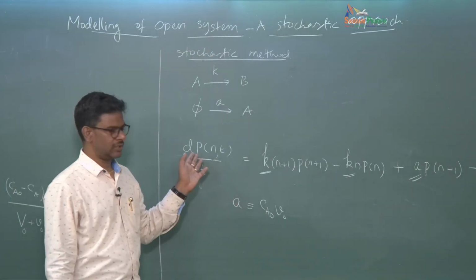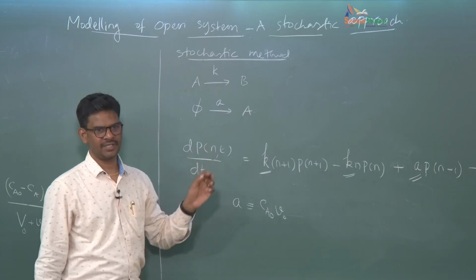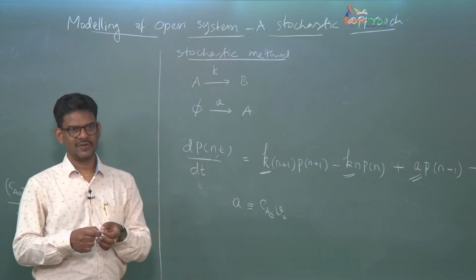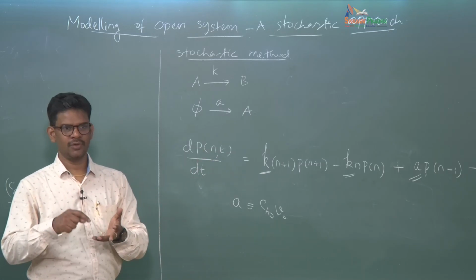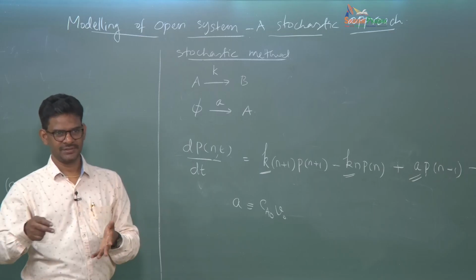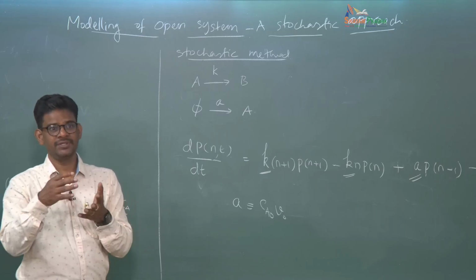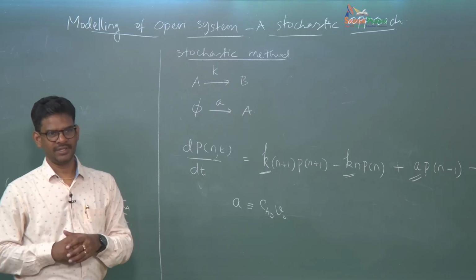When you solve this, you will get P of n comma t. What is the probability of finding n molecules at time t? N can be 0, 1, 2, 3, 4, etc. So you are basically going to get a probability distribution of finding n molecules in a system.